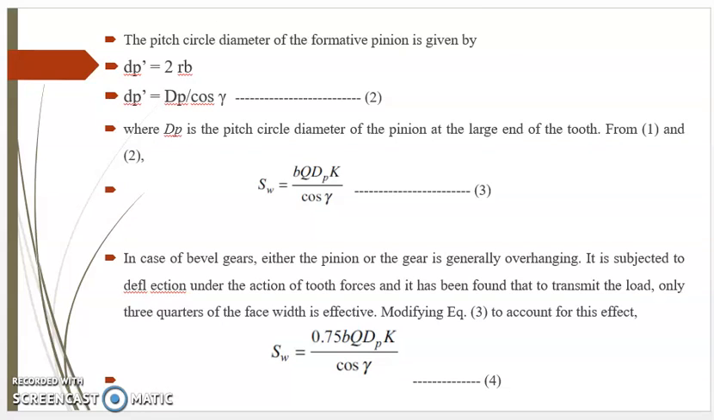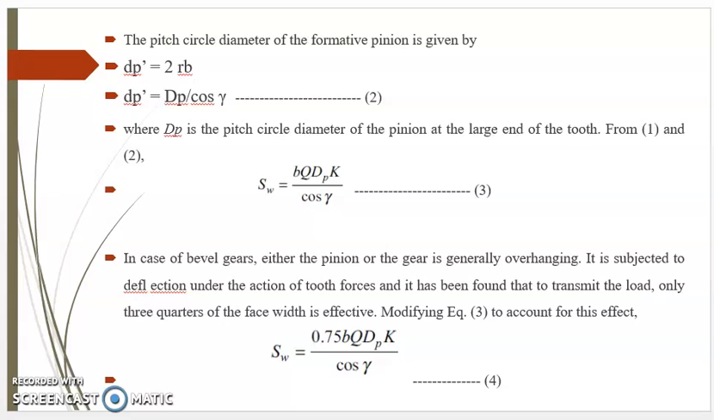The pitch circle diameter of the formative pinion is given by dp' = 2rp'. Therefore, dp' = Dp / cos gamma, equation 2, where capital Dp is the pitch circle diameter of the pinion at the large end of the tooth. From equation 1 and 2 we have Sw = B Q dp K / cos gamma, equation 3.